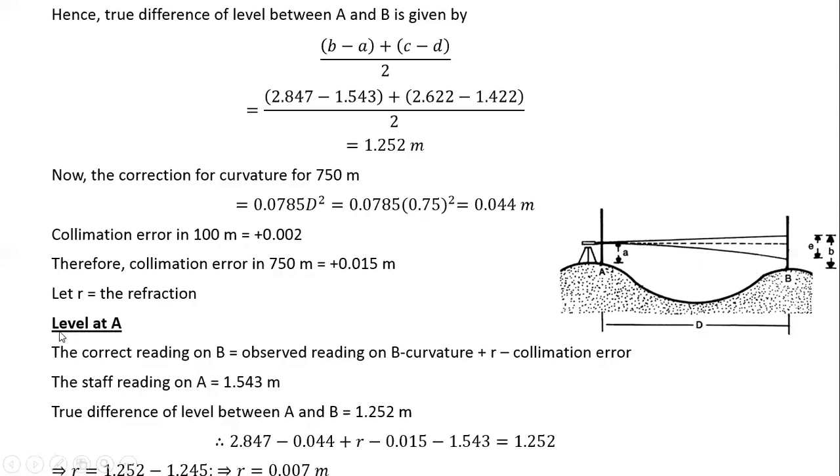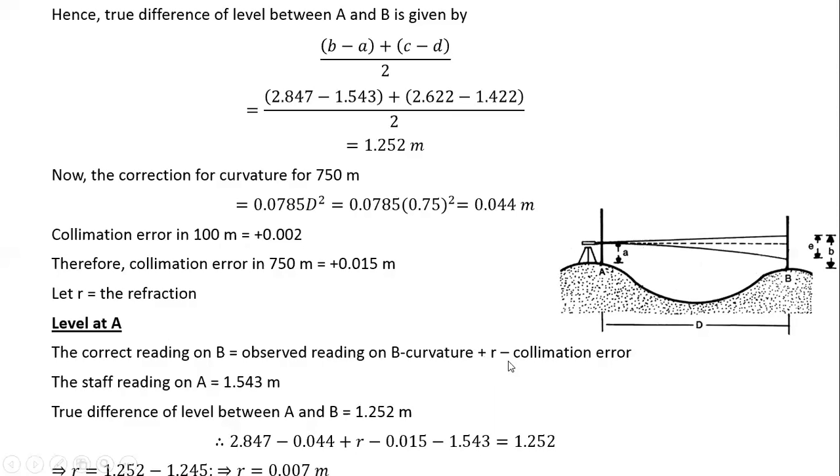So let us start from here. Suppose that my level is at A. So what will be the correct reading on B? That is nothing but the observed reading at B minus curvature. Why minus? Because curvature is always subtractive in nature. Plus R. Why plus? Because refraction is always additive. Curvature always subtractive, refraction always additive.